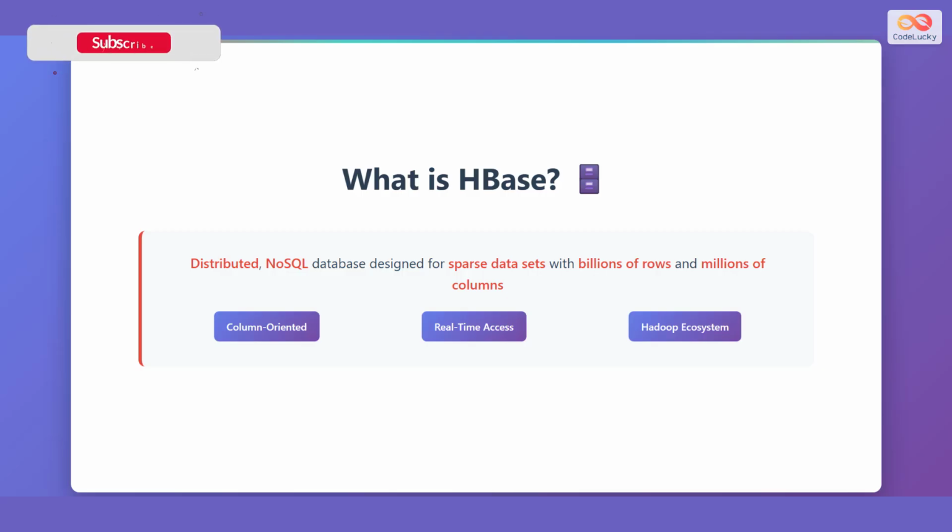What exactly is HBase? HBase is a distributed NoSQL database designed for sparse datasets. Think billions of rows and millions of columns. It is column-oriented, providing real-time access and seamlessly integrates with the Hadoop ecosystem.